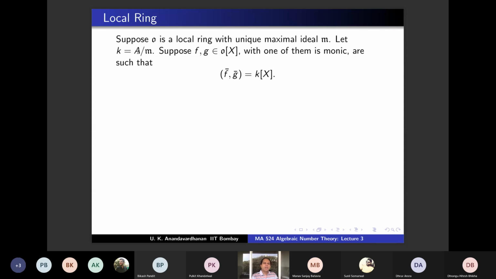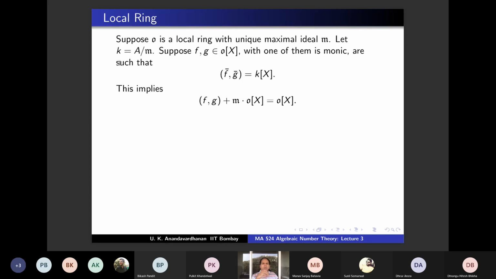Oh, by the way, this is not A, this is O. This is O by M. So starting with the typo. A coefficient will be in O, and you go mod M. So the bar is plus M everywhere. And so f bar and g bar will be polynomials with coefficients in K, because K is O mod M. And assume that they are coprime in K[x], meaning these two will generate the full ring. That's the meaning of saying they are coprime. So assume f and g are two polynomials, one of them is monic, and assume that the reductions modulo m are coprime, they generate K[x].